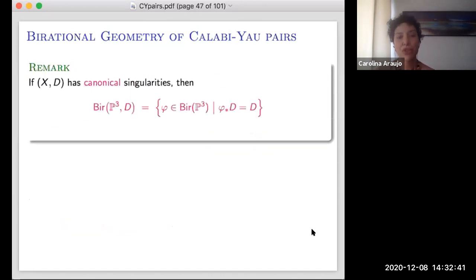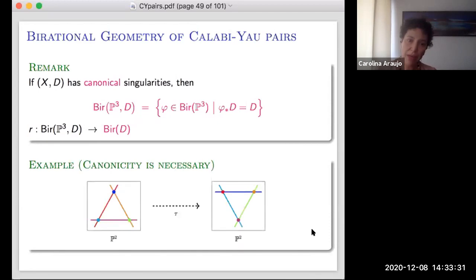So more generally, let me make this remark that if the pair is not only log canonical, but in fact canonical, then the same is true. The group of birational self-maps preserving the volume form is precisely the group of birational self-maps of P3 that stabilize D. And in this case, we have a group homomorphism from the birational group of the pair to the birational group of D. D being more general, there is no need for this to be actually the automorphism group. So we usually have this homomorphism that we are going to explore.